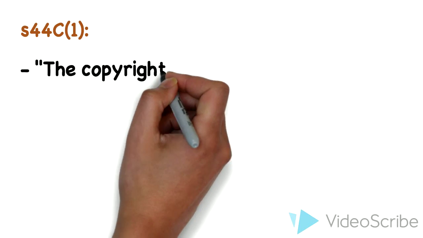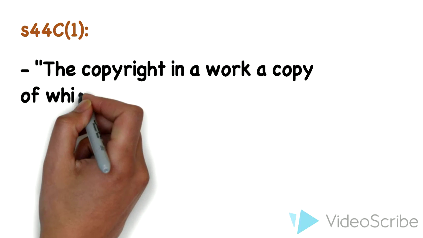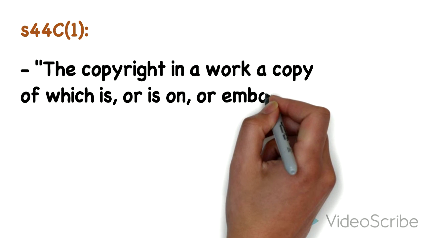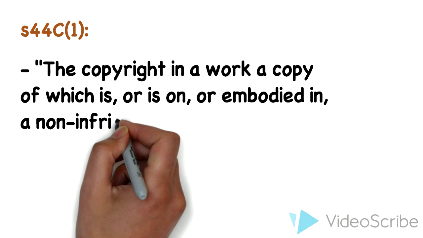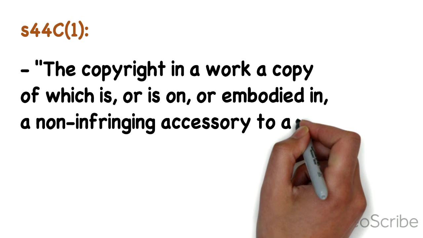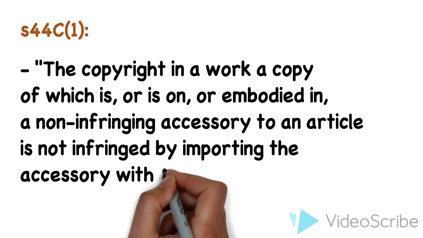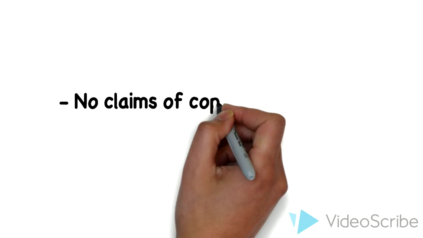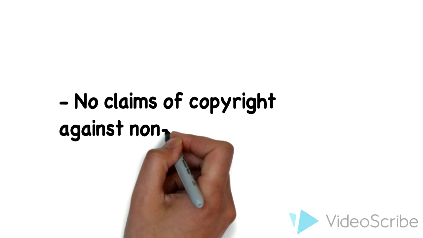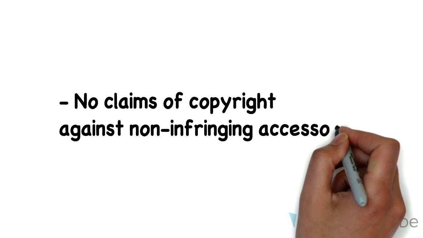Section 44C, subsection 1 of the Copyright Act states that the copyright in a work, a copy of which is, or is on, or embodied in, a non-infringing accessory to an article, is not infringed by importing the accessory with the article. What this means is that claims of copyright cannot be made against non-infringing accessories when they are imported with an article.